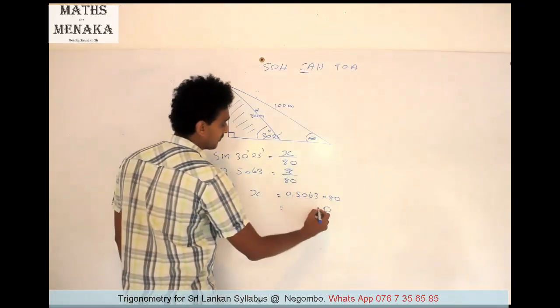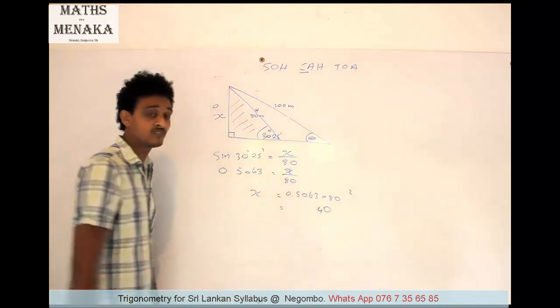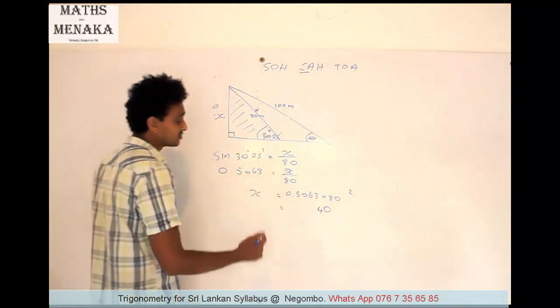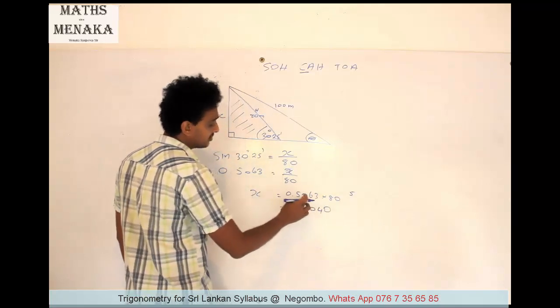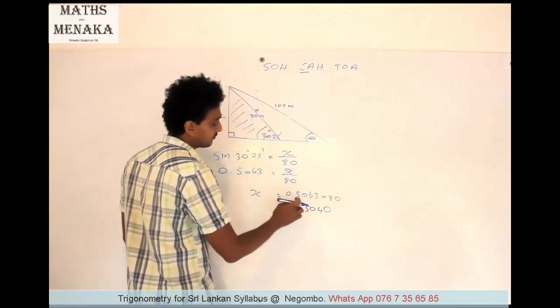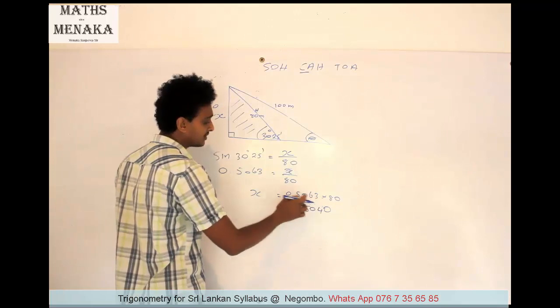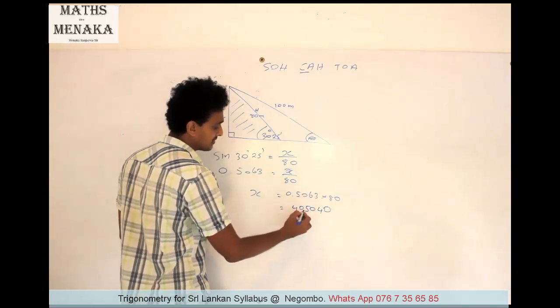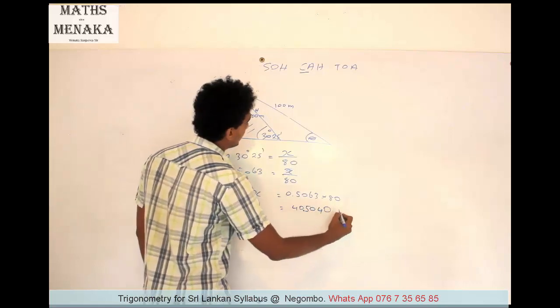8 into 3, 24. 8 into 6 is 48. 48 plus 2 is 50. Then 8 into 0 is 0. 0 plus 5 is 5. Then 8 into 5 is 40. Now, how many decimal places? 4. 1, 2, 3, 4. The answer is 40.5040 meters.